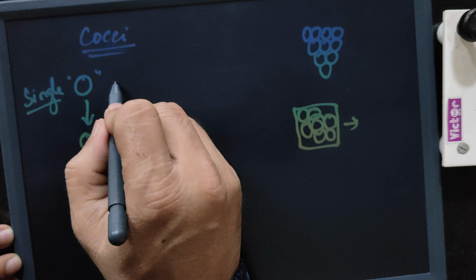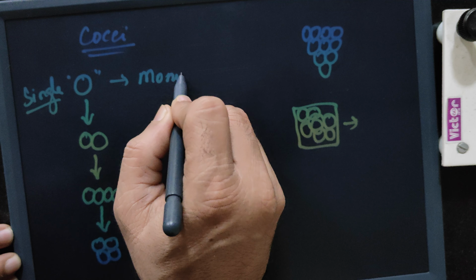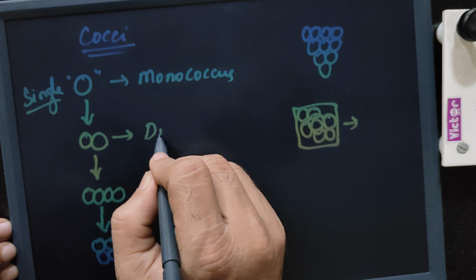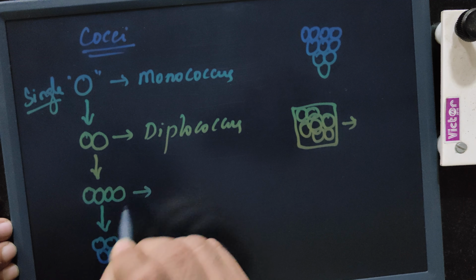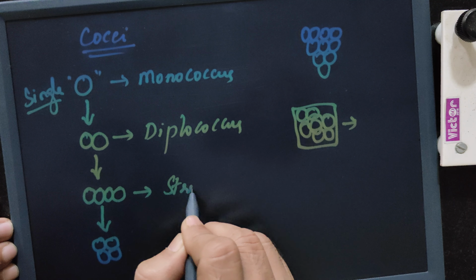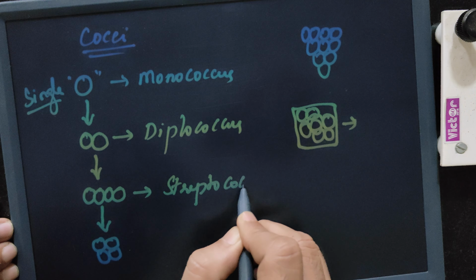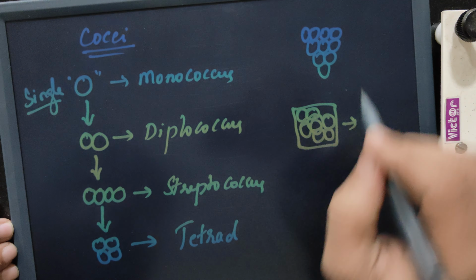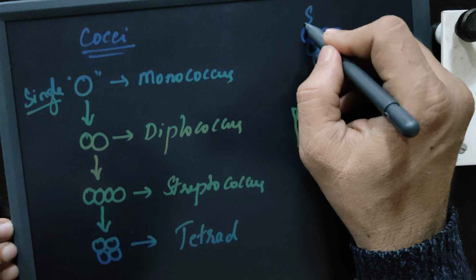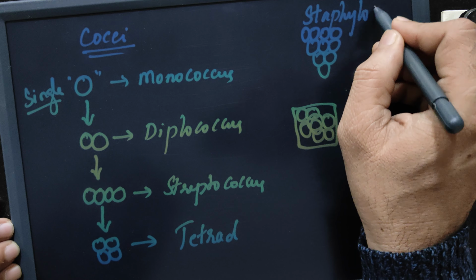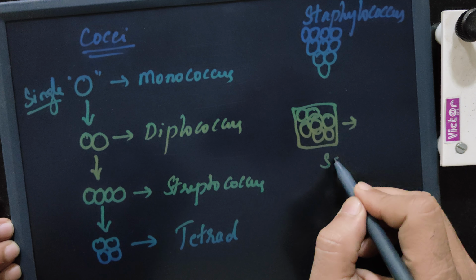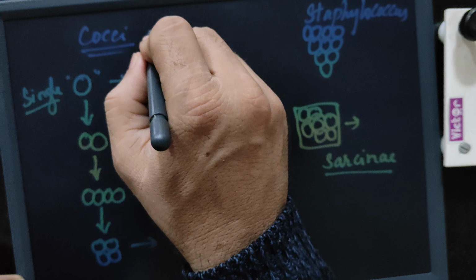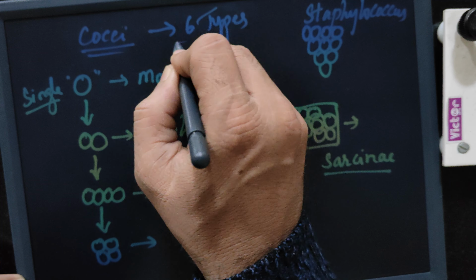So now the single person is called monococcus. After getting married, they are called diplococcus. Then after children, they are called streptococcus. Then after these children get married, they are called tetrad. Then this is called Staphylococcus. Then this is called Sarcinae. So 1, 2, 3, 4, 5, 6. So a total of 6 types of cocci are present.